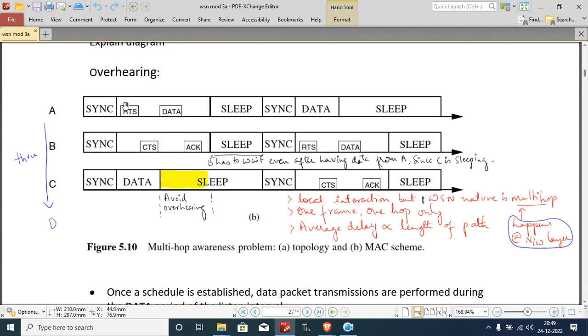During this data interval, A sends a ready to transmit, which is conveyed to node B, and node B in turn answers that RTS with a CTS, that is, clear to send. Only when this clear to send reaches node A does it send its data, and when the data reaches node B, an acknowledgement from B to A confirms the transmission was successful. So this is how the process happens from A to B.